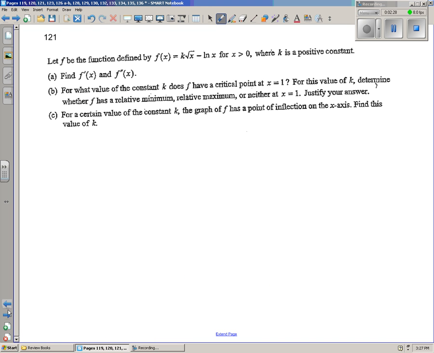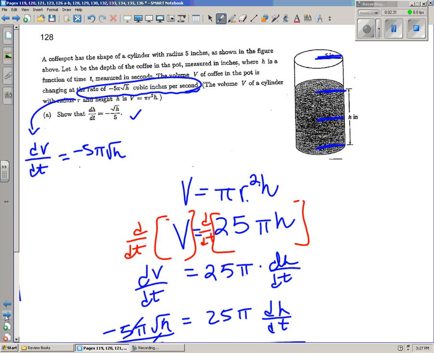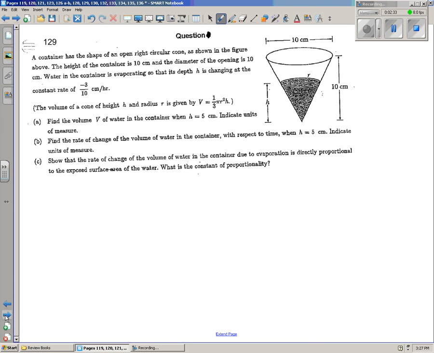That was easy. 129 is not as easy. Whoops, I'm going backwards here. 129, our famous cone question. A container is in the shape of an open right circular cone as shown in the figure above. The height of the container is 10 and the diameter of the opening is 10 centimeters. Water in the container is evaporating so that its depth h is changing at a constant rate of negative 3/10 centimeters per hour. So when I went through this, I kind of asked you, what do you want? What do you know? Part A says, find the volume V of water in the container when h is equal to 5. Indicate units of measure.